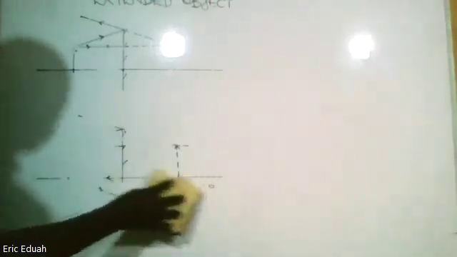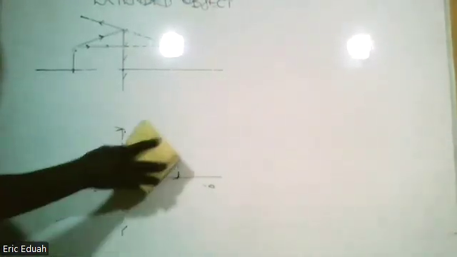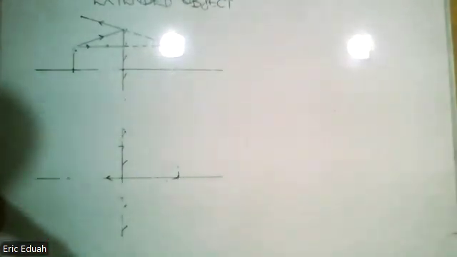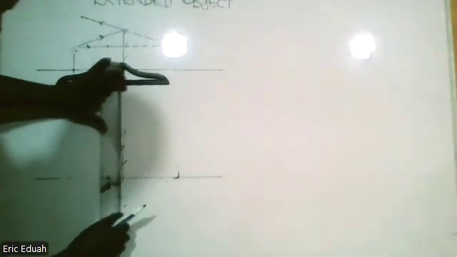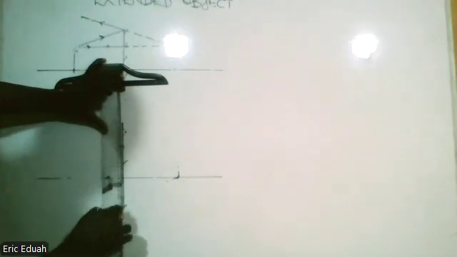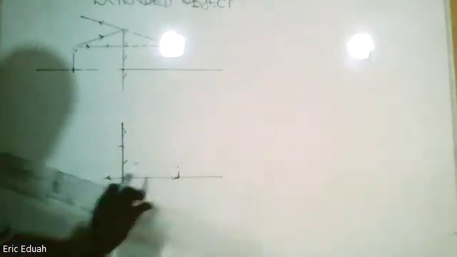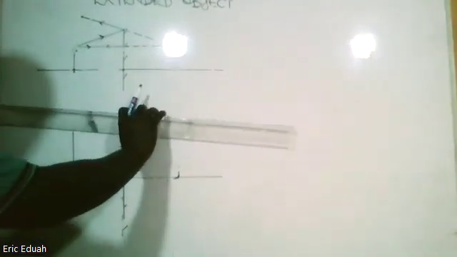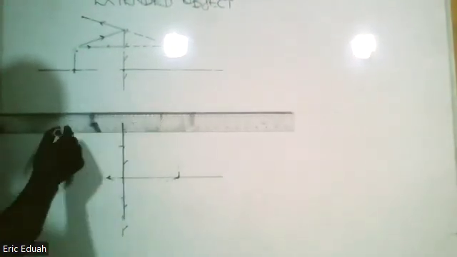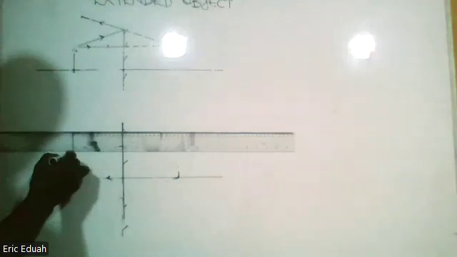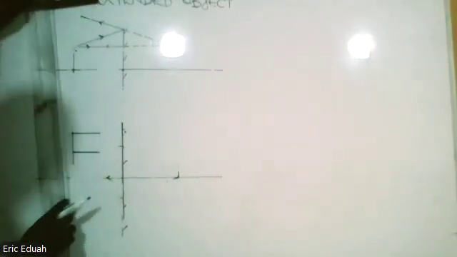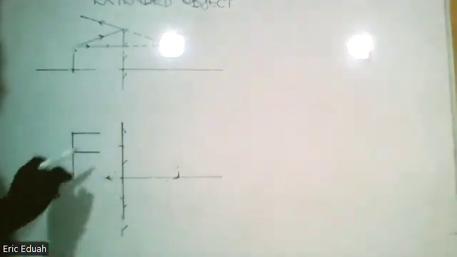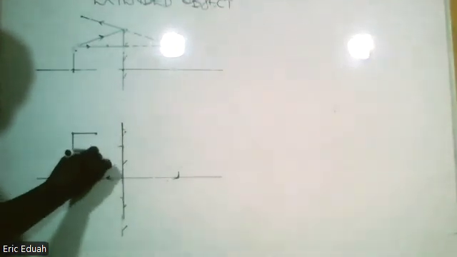So the letter A, F, G can show the lateral inversion. So the letter F, just a sketch. So this is letter F in front of a plane mirror.